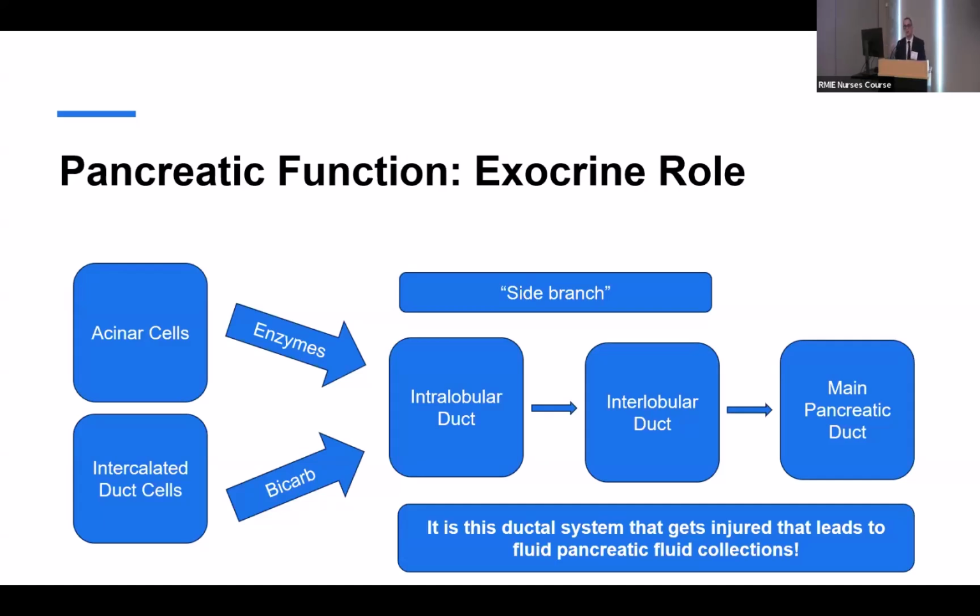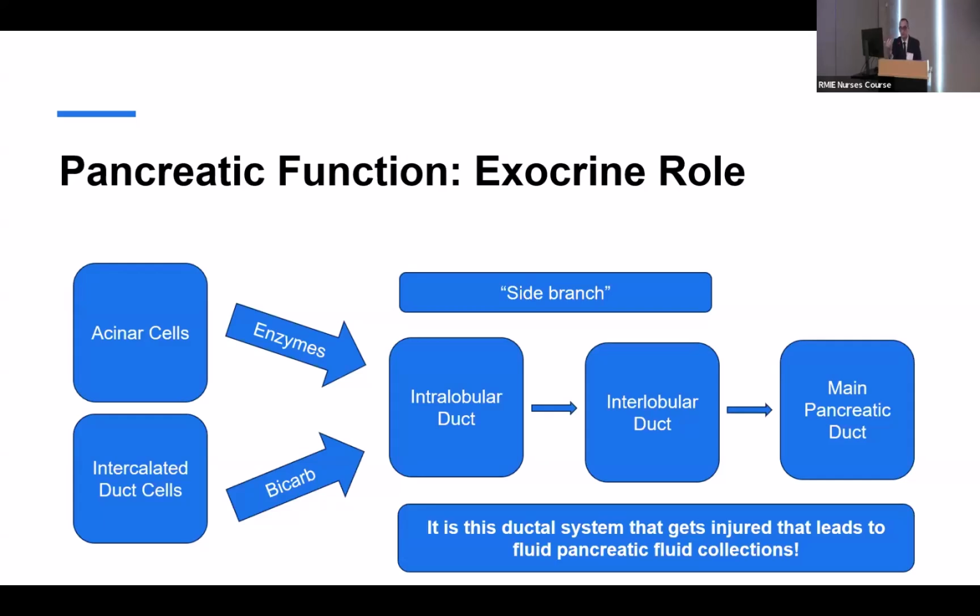So there are two types of cells of the pancreas that are really important in the exocrine function. That's the acinar cells and the intercalated duct cells, okay? These are within those little side branches, at the very distal, furthest away from that main duct. Acinar cells secrete enzymes that we use to digest, like lipase, elastase, proteases. Intercalated duct cells actually secrete bicarbonate to help with the pH of how we digest things within the duodenum. It also helps protect the duodenum from getting too much acid exposure.